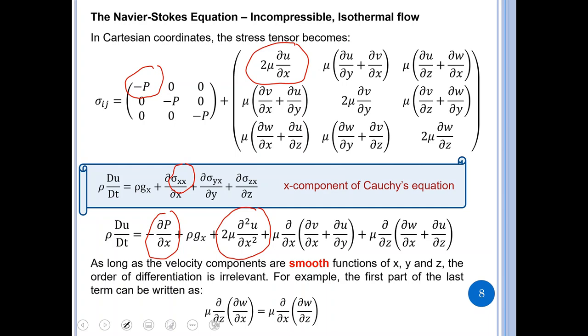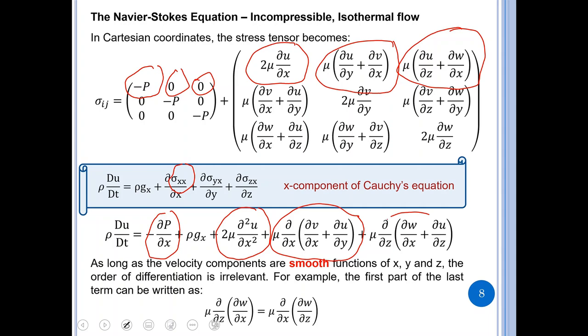The second part is d sigma yx over dy, which is basically equal to 0 plus this, and that one is being shown here. Sigma zx is going to be 0 plus this part, and that is being shown here. Now, as long as the velocity components are smooth functions of x, y, and z, the order of differentiation is irrelevant. We have discussed the smooth function. The smooth functions are the ones which are differentiable.